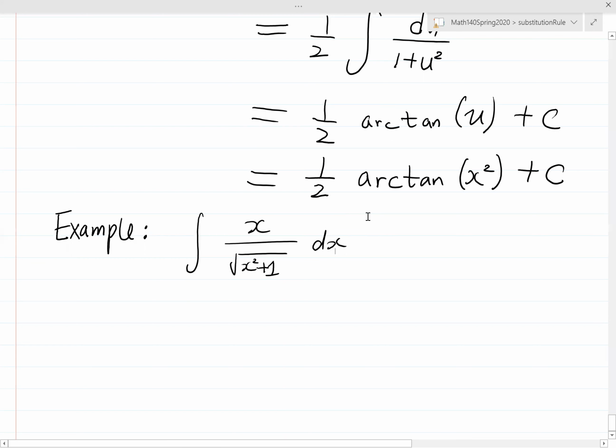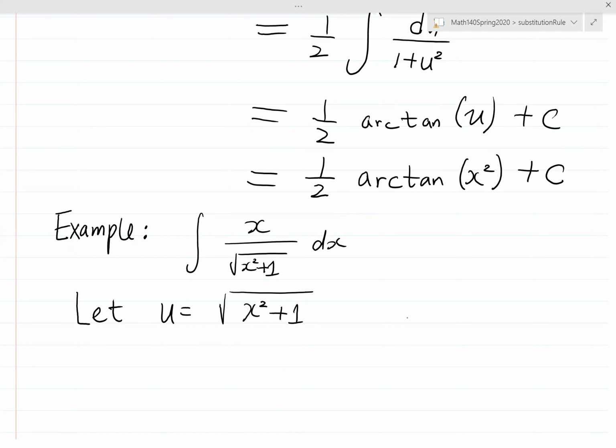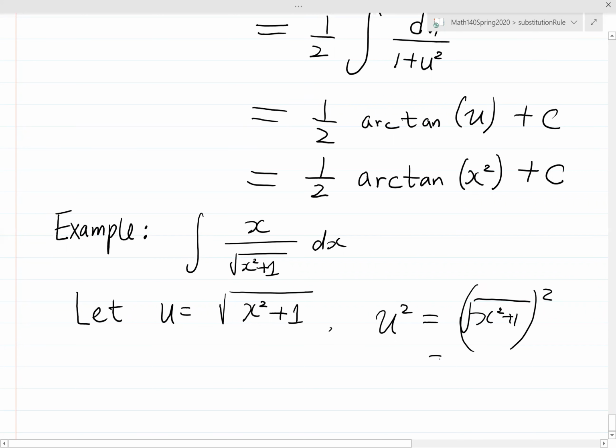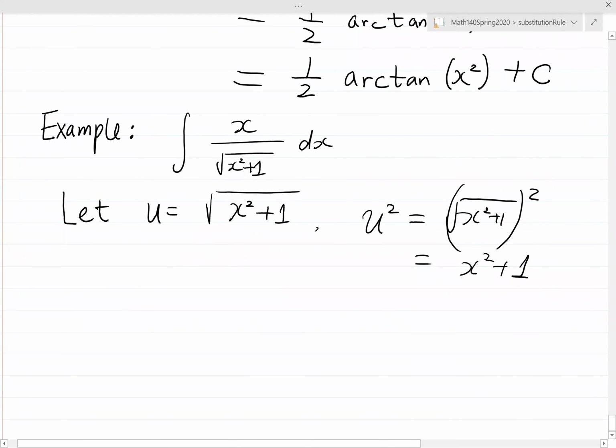The substitution factor is not unique. You can try to substitute the square root of the thing, or you can substitute u by x squared plus 1. They both work. Now suppose we let u be the square root. Then we get u squared, which will be square root of x squared plus 1, squared. Squared cancels square root, so this will be x squared plus 1. Then we differentiate both sides.